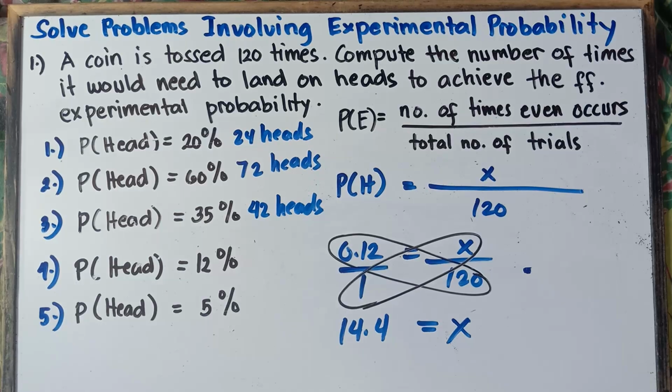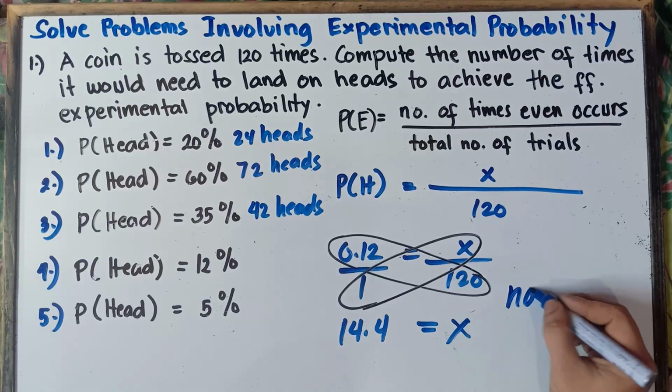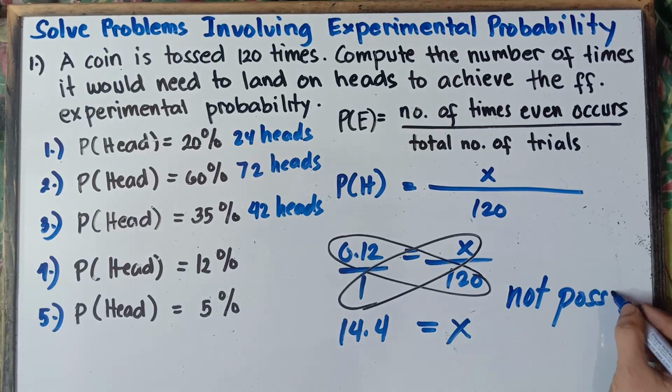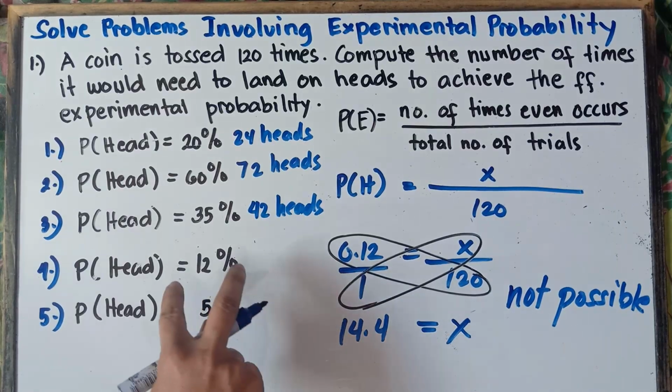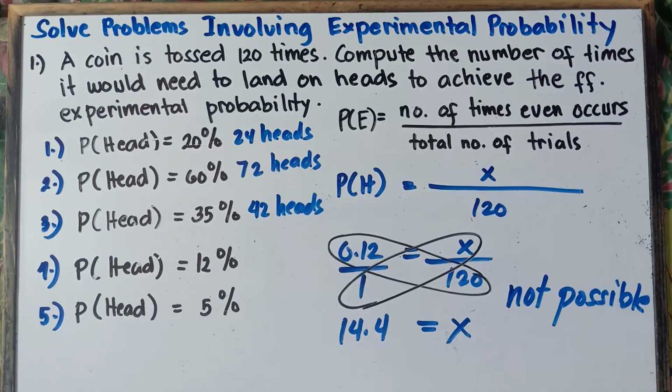Once again, class, the answer with regards to example number 4 is not possible. In this given percent, 12%, class, this is not possible. Question, why is that, sir? Because we don't have a number of heads, class, it will be a decimal. The number of heads, class, can be counted.